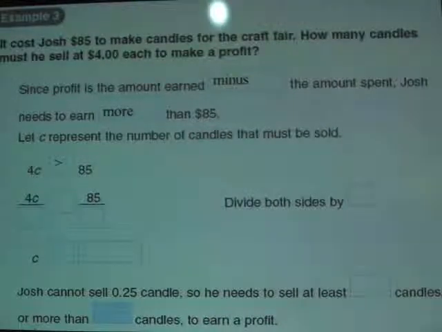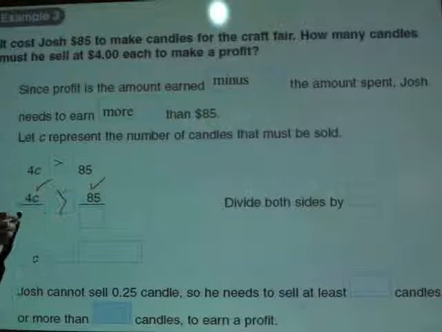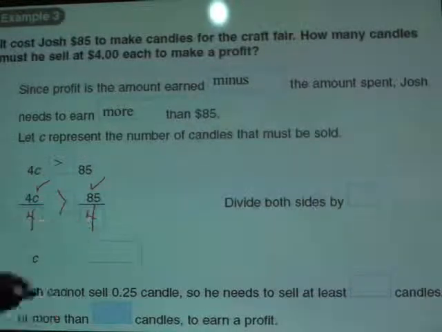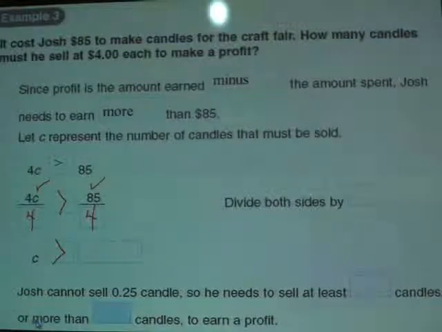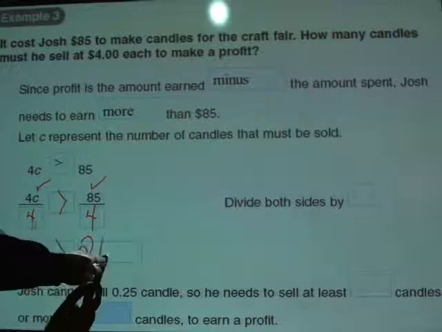So now they would jump to the solving step. And they're going to say, well, they've got a variable C on the left and a number 85 on the right. So the only thing that's not good about this particular question is the 4. 4 is going to have to move. How am I going to move the 4? Well, I'm going to divide both sides by 4. And when I do that, that's going to give me C is greater than 85 divided by 4, and that should be something right around 21, just past 21. When I do 85 divided by 4, I get 21.25.